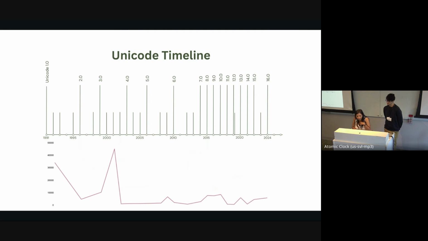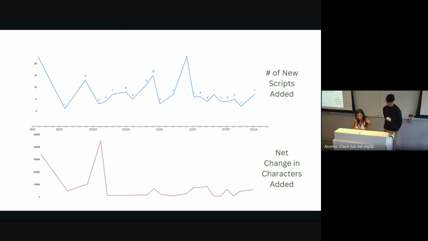And this is a chart for the characters added, the net gain in characters added per version. The axis goes up by 10,000. So you can see that the median number of characters is around 3,500, but you have some outstanding cases such as version 3.1, when the net change was nearly 45,000 new characters.